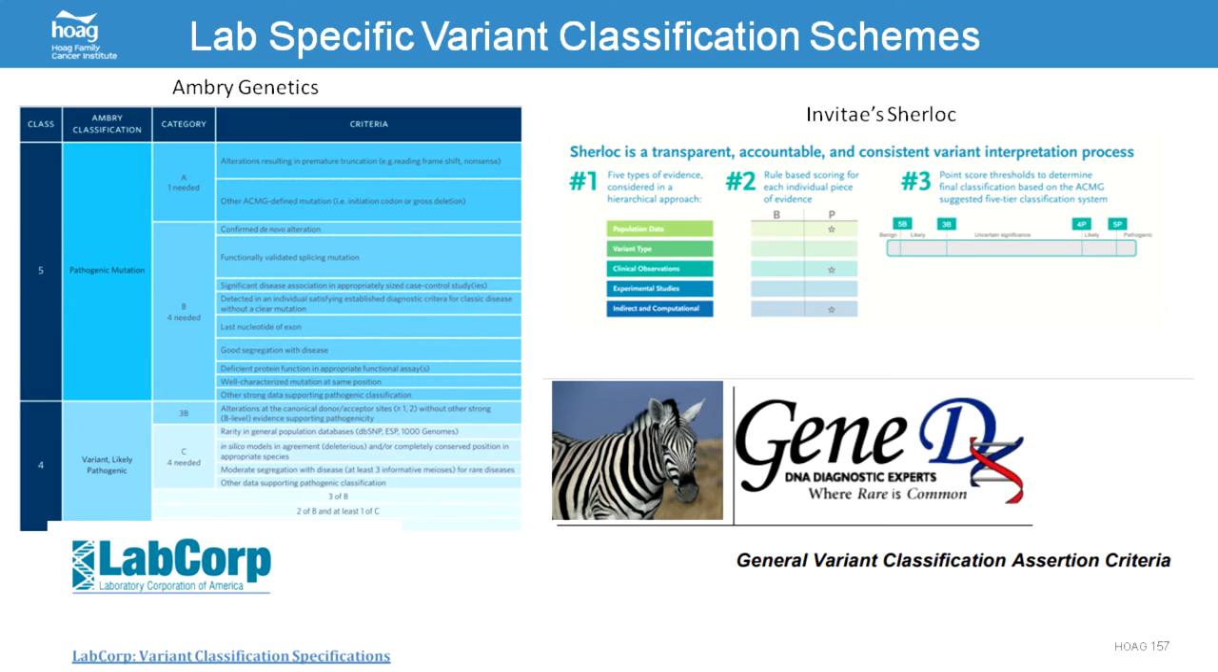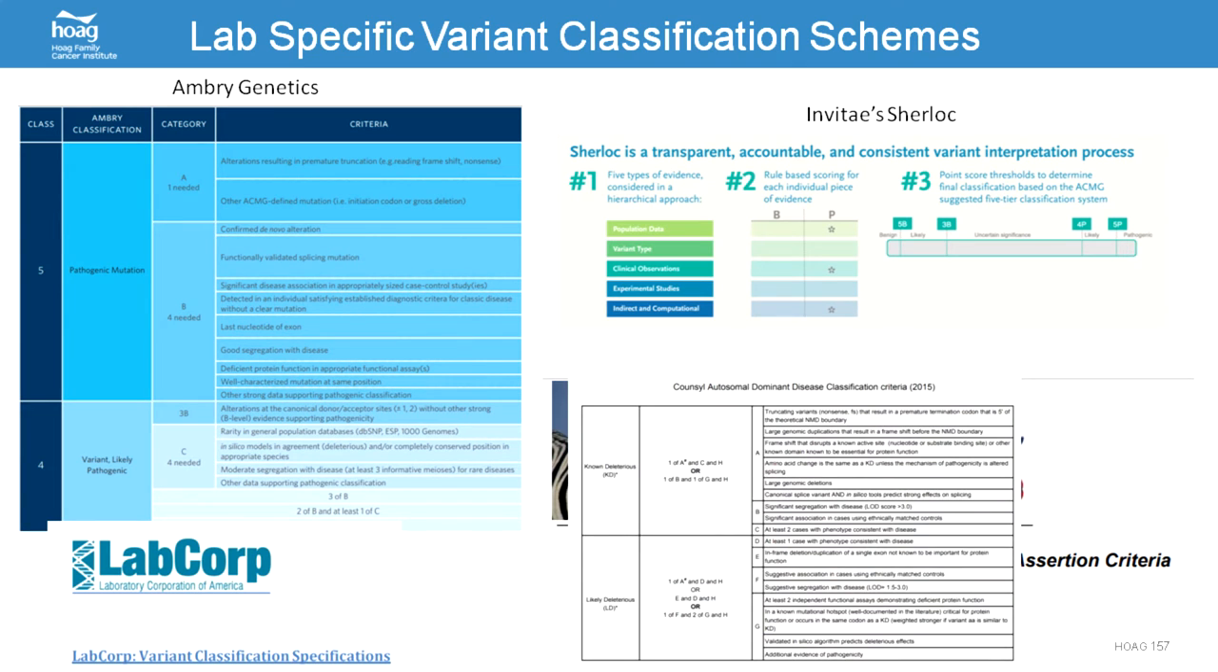Instead of PVS1 or PVS2, they have ABCs. So there's just a little different terminology, but it is more stringent, more conservative when compared to the ACMG guideline. Also, Invitae is Sherloc, the same. GeneDx has its own, LabCorp, Counsyl, and many more laboratories. They provide those online for everyone to view.